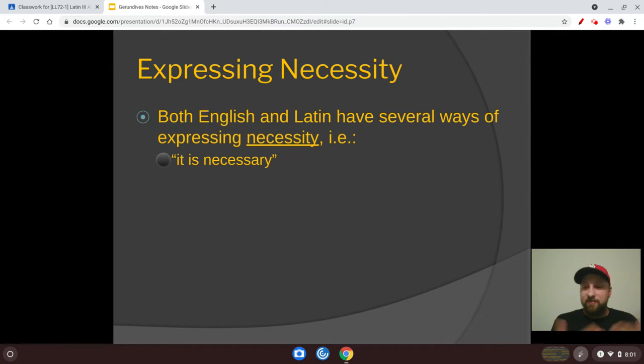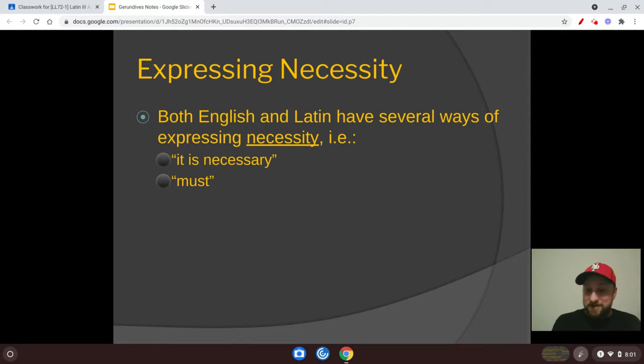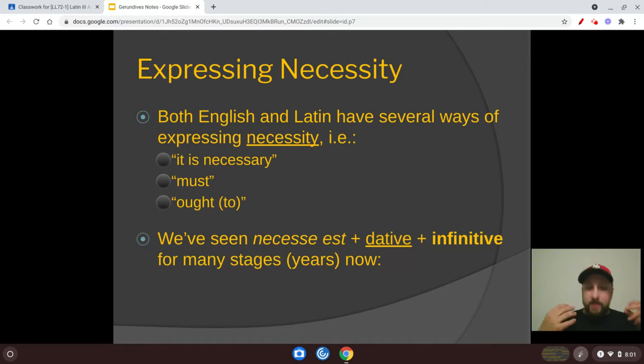Look at English, all right? It is necessary for me to do something. Sounds a little too fancy. I must do something expresses the same thing. I ought to do something. So there's a lot of different ways, even in English, that you can express this idea that you need to do something. In Latin, we've seen this expression necesse est, then a noun in the dative case, and then an infinitive. So it's like it is blank for blank to blank.